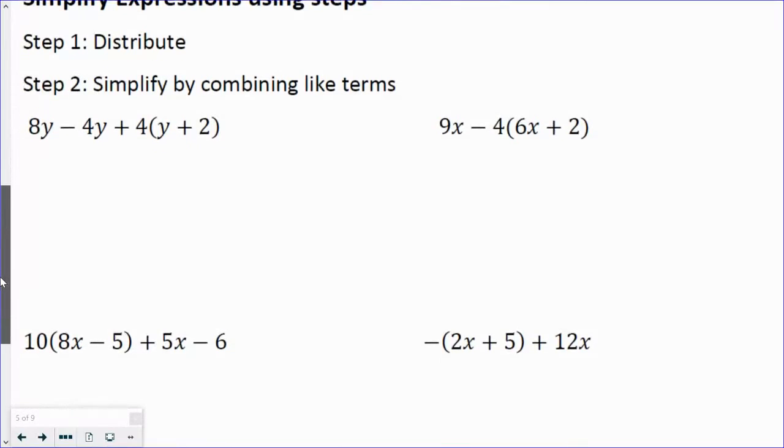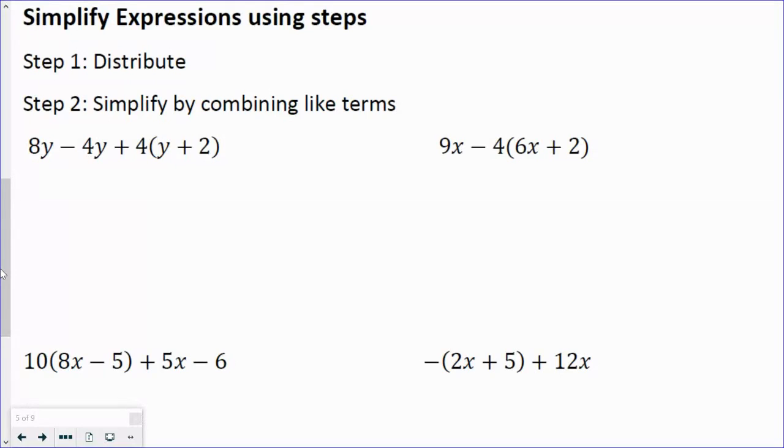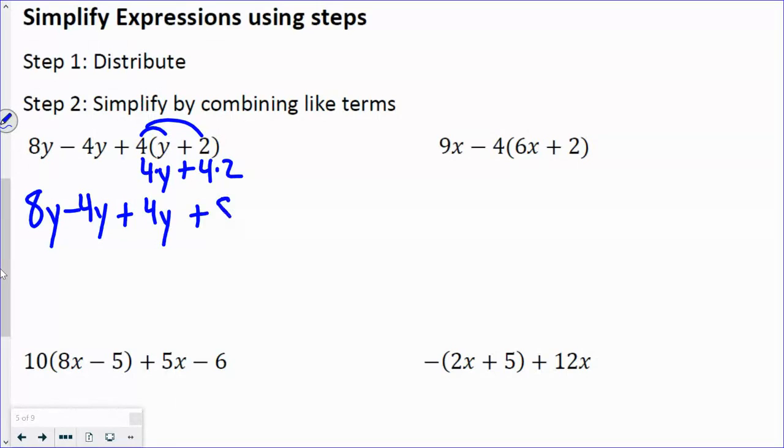Now we're going to do this the arithmetic way, instead of modeling. So the first thing I need to do is take my 4 out here and distribute it. And I always rewrite my problem. Okay, so I know I got to take 4 times y plus 4 times 2. So I'm going to bring down what this is originally. So I have 8y minus my 4y plus another 4y plus my 8.